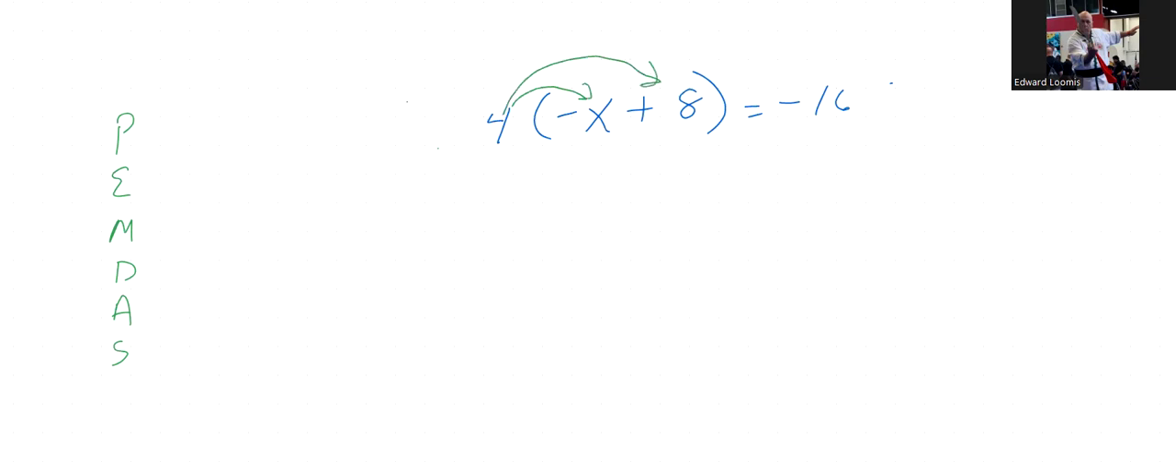So I'm going to multiply 4 times x, which gives me 4x. Positive times negative makes that 4x negative. 4 times 8 is 32. My brain just went dead for a second. I have a positive times positive, so that's a positive 32.